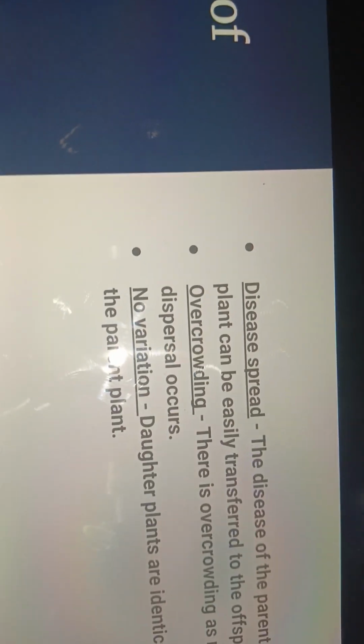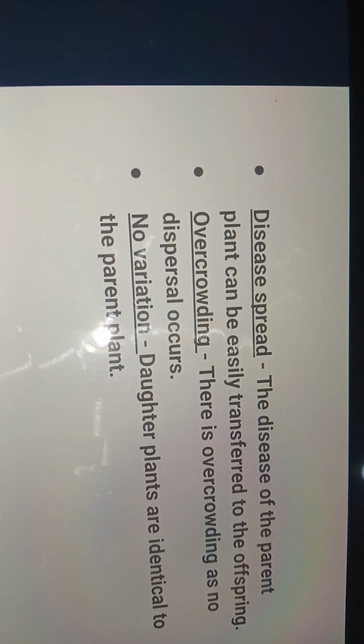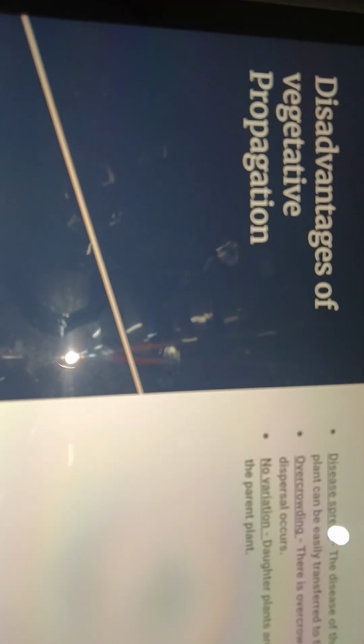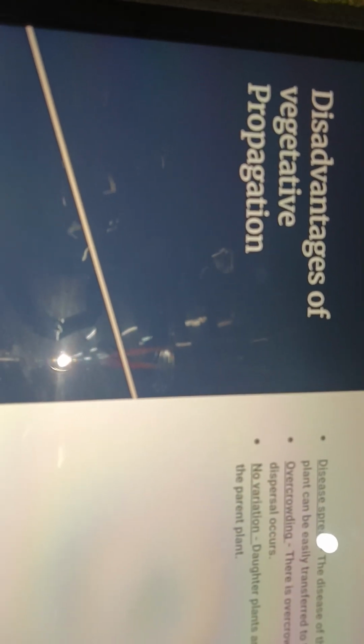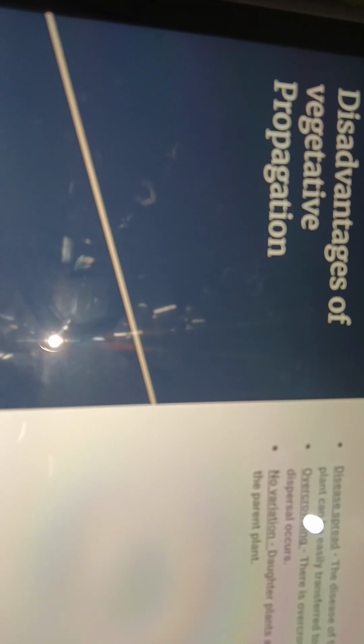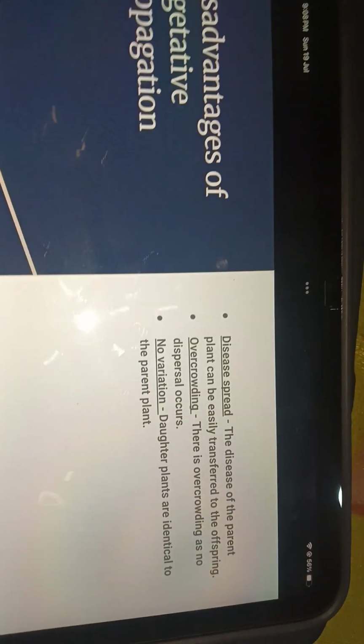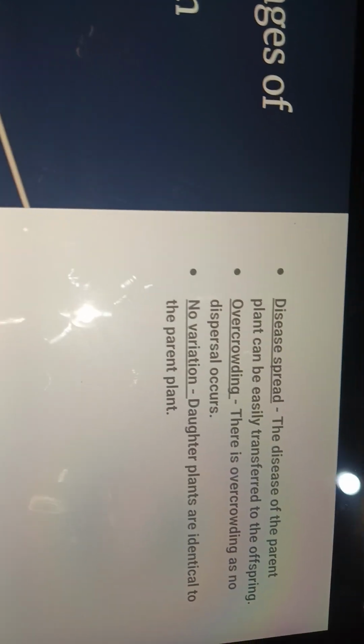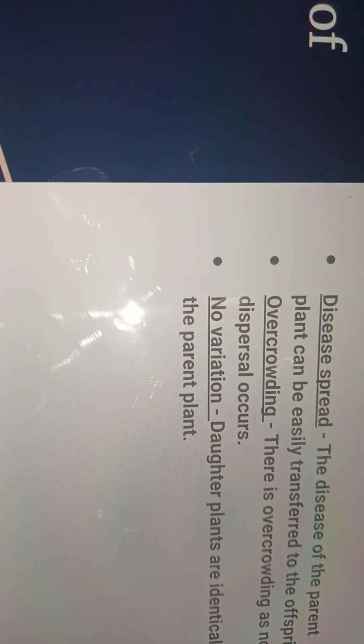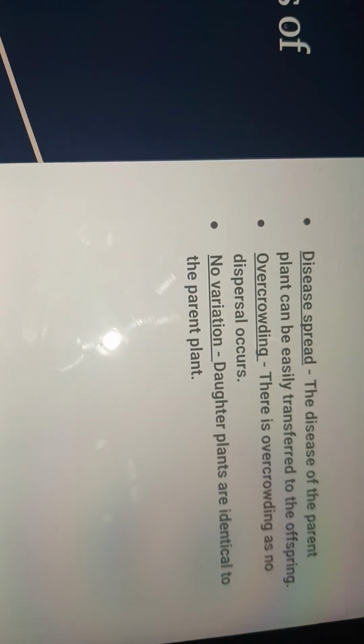First, disease spread. The disease of the parent plant can be easily transferred to the offspring. Suppose in human beings as well, when the genes are same in you as well as in your parents, whatever disease your parents have, you will also have. The disease which your parent had, now you will face that disease. That is why it is said that the disease of the parent plant can be easily transferred to the offspring. Is that clear?